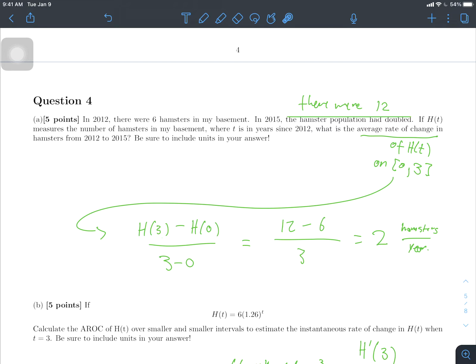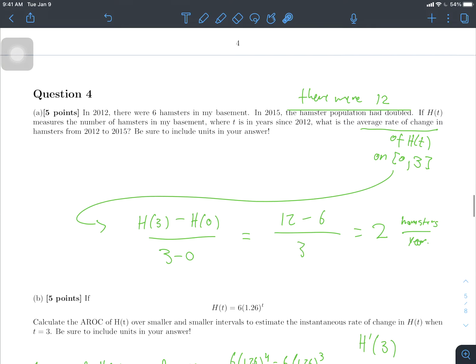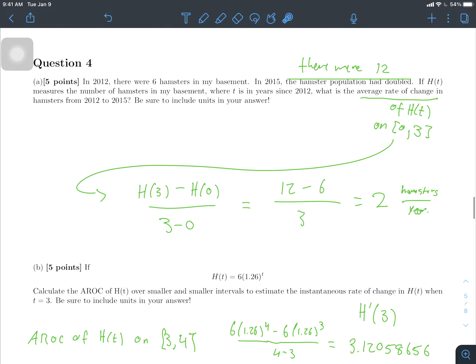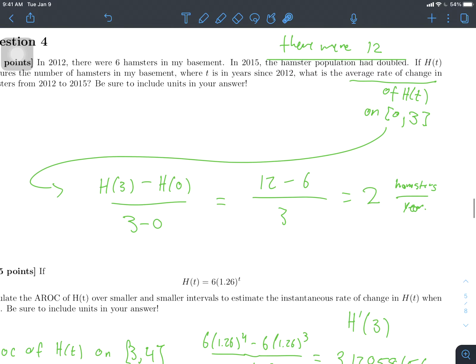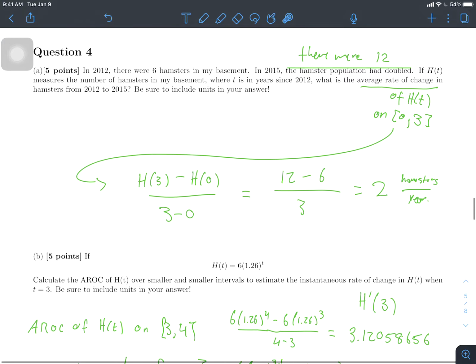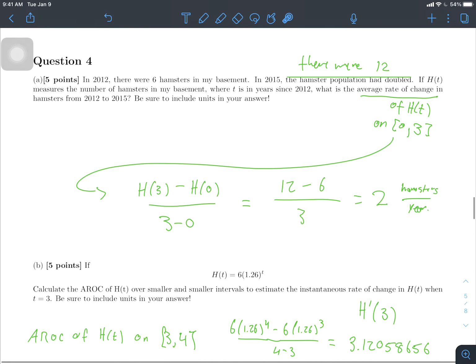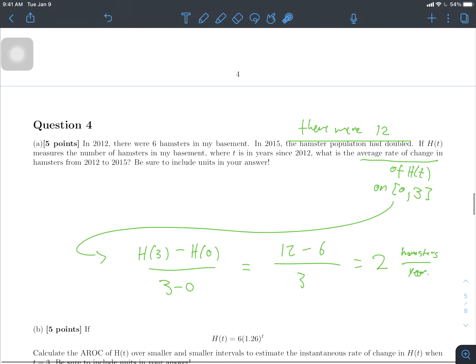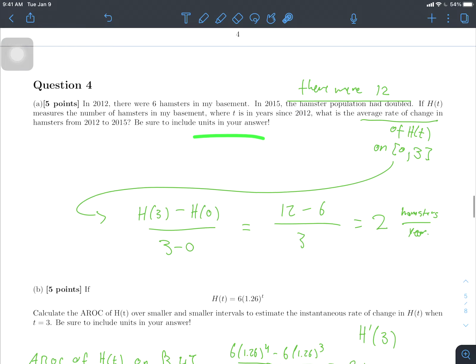Now the only other tricky thing here is to think, how many hamsters do I have in 2015? If I started with 6 and in 2015 I had double that, then that means I had 12 hamsters in 2015. So I get 12 minus 6 over 3, which is 2 hamsters per year. A bit of a conceptual question where we didn't really need to do too much, to be honest. It's just interpreting what the question is really asking.